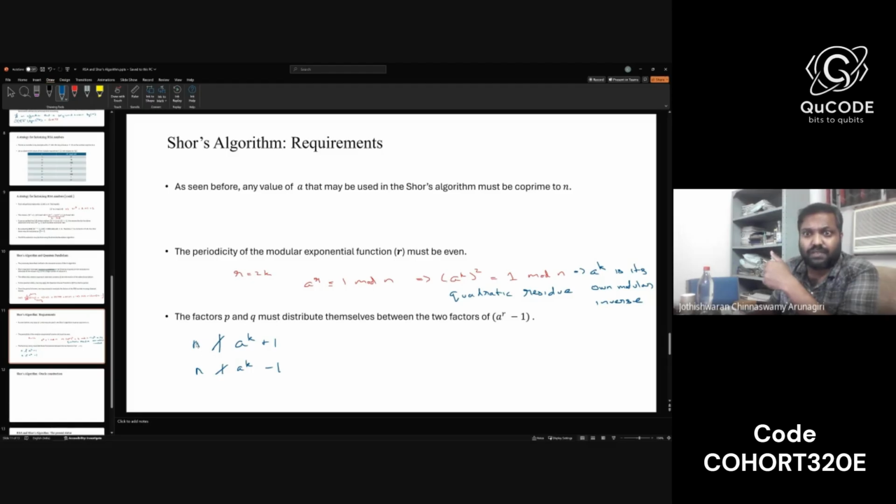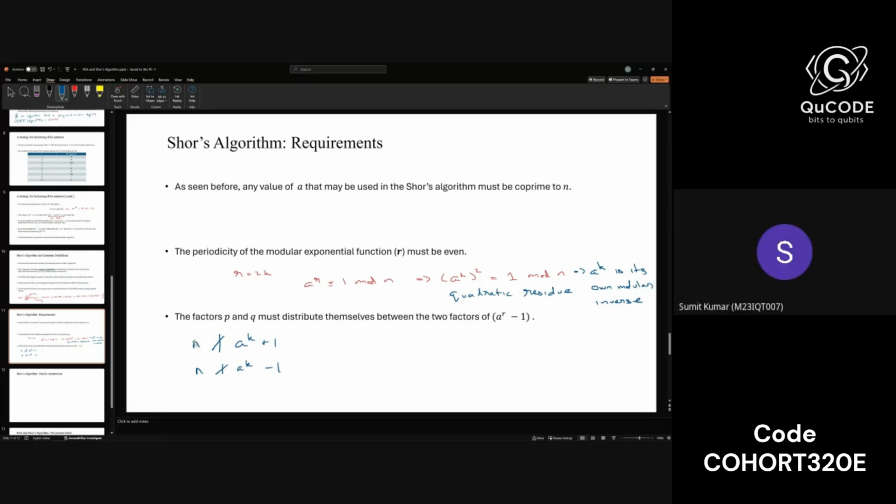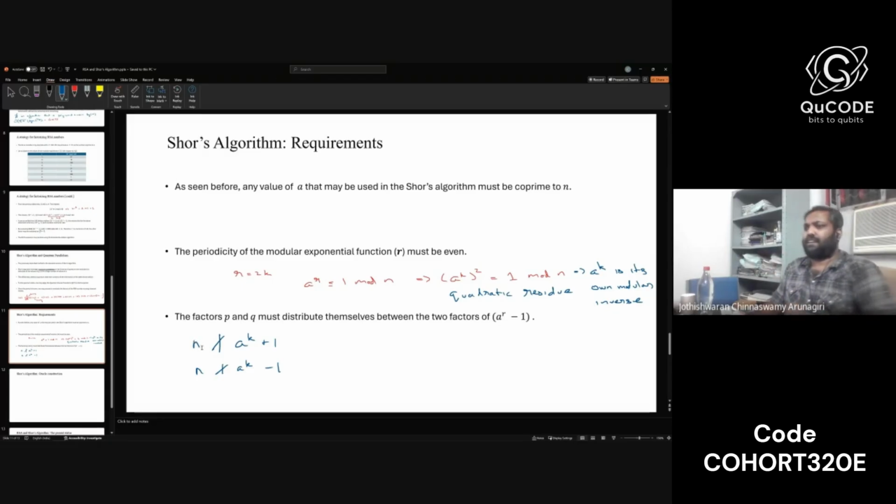Are the slides not visible? I'm sorry, I didn't notice the comment. Sumit, oh no, it's visible. Okay, then it should be some issue up there.